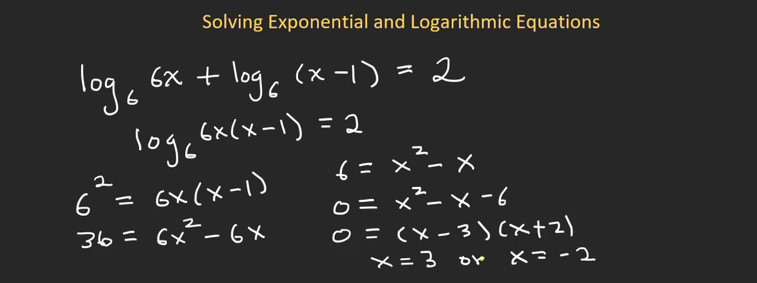Now you got to be careful. Remember, we said that whatever is inside the log has to be greater than or equal to 0. No, I'm sorry, greater than 0. So when we plug in 3, that's 18, which is okay. When you plug in 3 over here, it's 2. So 3 is okay. What about negative 2? What's 6 times negative 2? Negative 12. And log base 6 of negative 12 does not exist. So that is an extraneous solution. So you only have one solution, which is x equals 3.